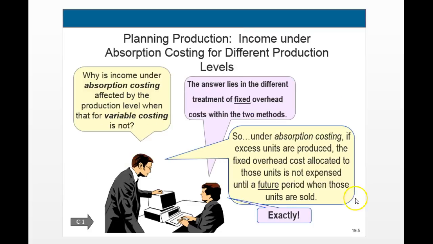And what you come up with, and this is the entire argument right here, is the question: why is income under absorption costing affected by the production level when that for variable costing is not? And the accountant explains that it lies in the fixed overhead. That's the difference between the two. Under absorption costing, if there are excess units produced that aren't sold, the fixed overhead costs stay with those units that are in inventory and will be expensed when we sell the units as cost of goods sold.